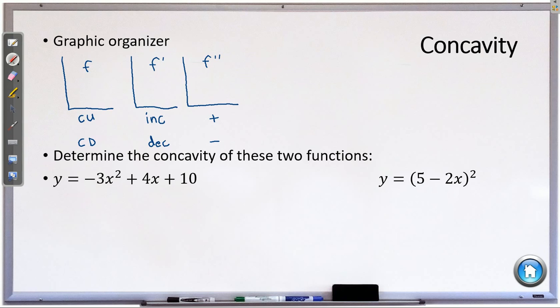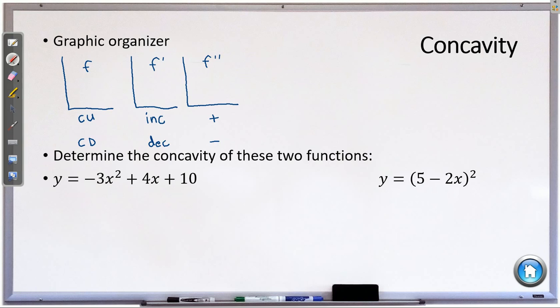So when I ask you a question, determine the concavity of a function, I want to know, is this concave up or concave down? Well, that's going to be kind of hard to see from an equation. Even increasing and decreasing is hard to see from an equation. But positive and negative is much easier.